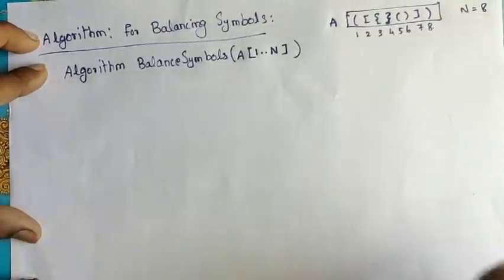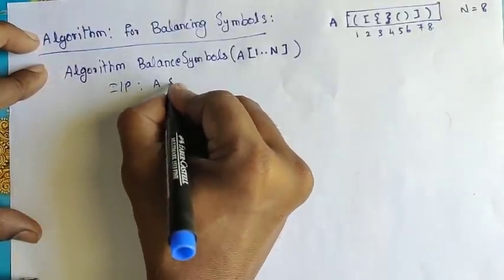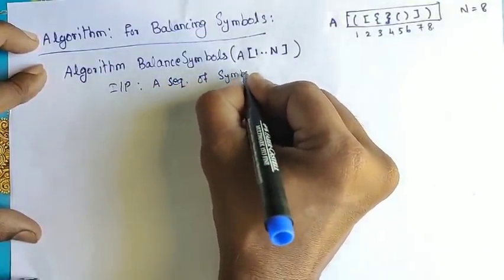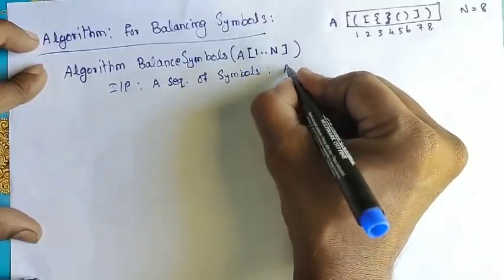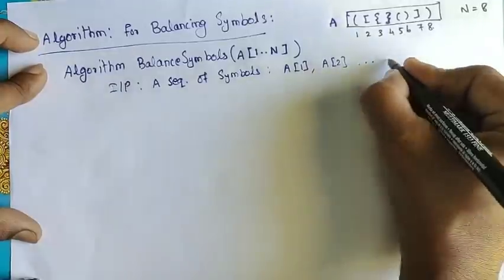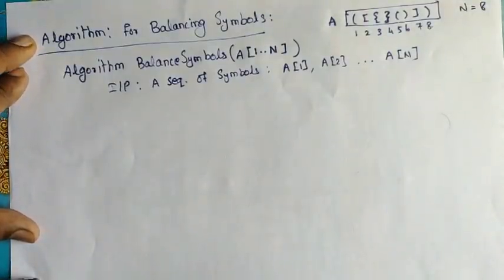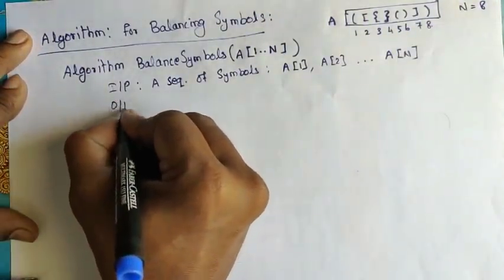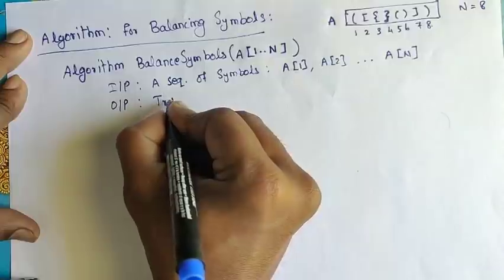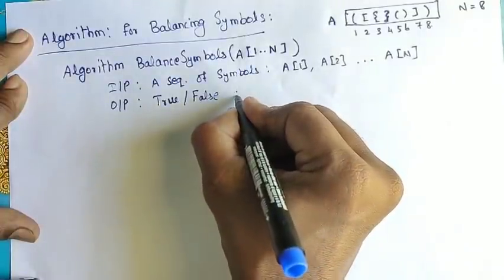So this is the input, and what should be the output? Input: a sequence of symbols A of 1, A of 2, up to A of n, a sequence of n symbols. And then what is the output for this algorithm? Valid or not, true or false, balanced or not.